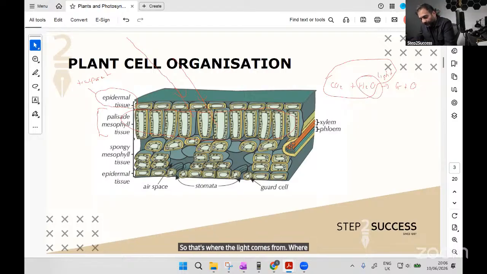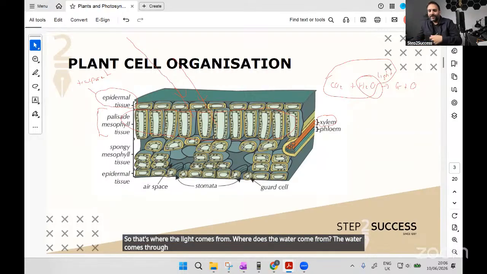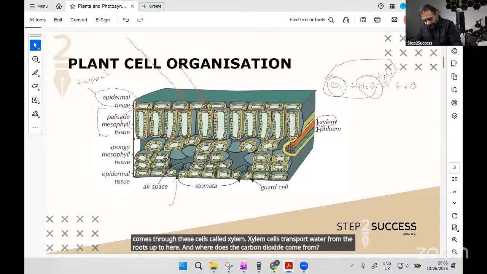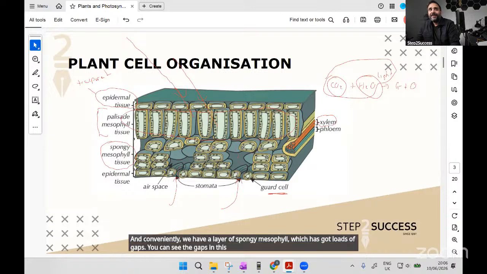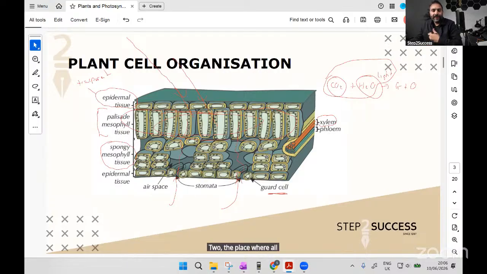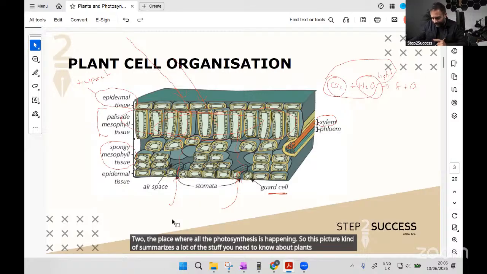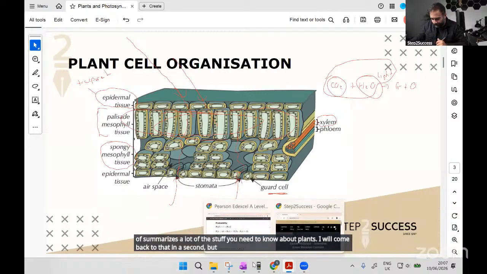Where does the water come from? The water comes through these cells called xylem. Xylem cells transport water from the roots up to here. And where does the carbon dioxide come from? It comes in through these stomata at the bottom, which are opened and closed by guard cells. Conveniently, we have a layer of spongy mesophyll, which has loads of gaps. You can see the gaps in this picture, which allows the gases to get through to the place where all the photosynthesis is happening. So this picture summarizes a lot of what you need to know about plants.